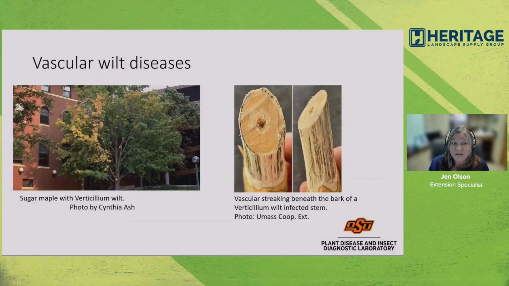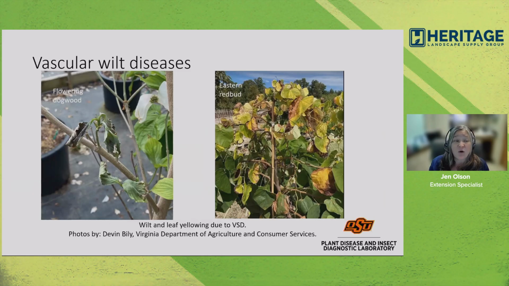It's really hard to distinguish a lot of these vascular diseases. This sugar maple has verticillium wilt, similar type of streaking. And then one that you may or may not have heard of, this is a newer disease called vascular streak dieback. Especially dogwoods, redbud, maples. We're starting to see this more and more. And so I want you to be aware of it.